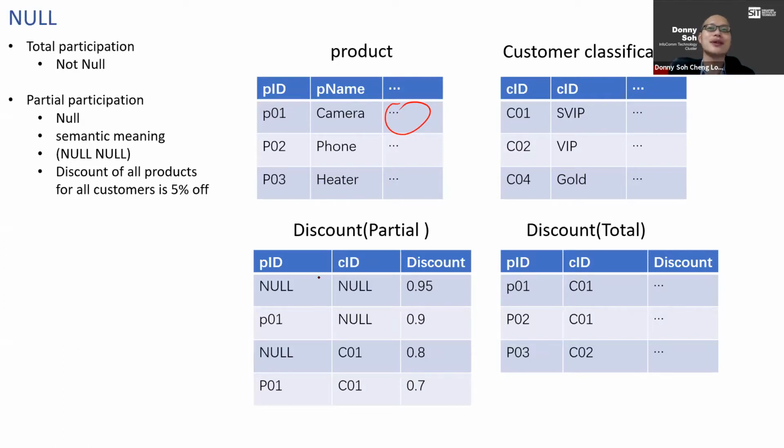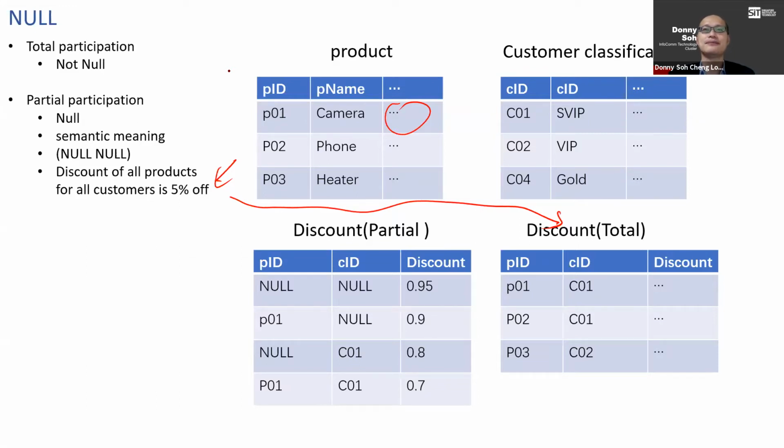Okay. So when do we do something like this? For example, if you want to have a discount of products for all customers of 5% off, then naturally, if you must have it for all customers, there will be a total participation, and you may have something that looks slightly like this, where it is a total participation. So none of the attributes can be null.